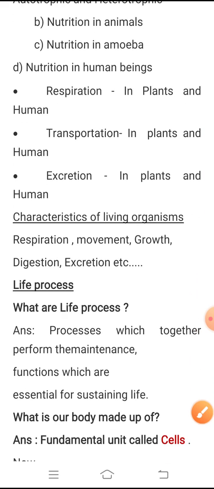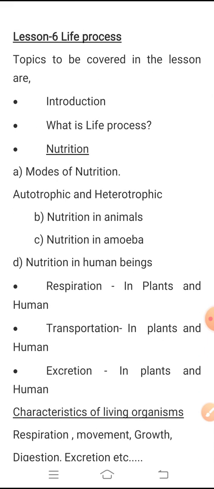Okay, now let us understand from the introduction what we are actually going to study here. The name says life process. What is meant by life process? It is a process which leads our life. So we are going to study in detail, right?